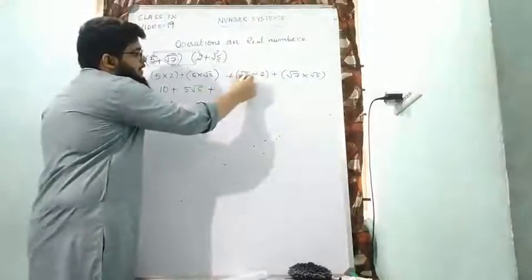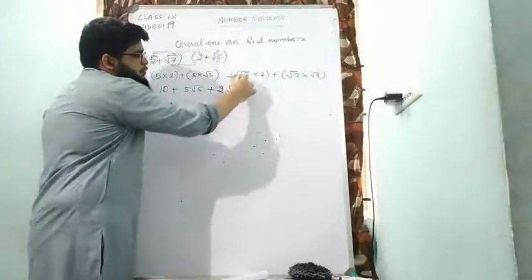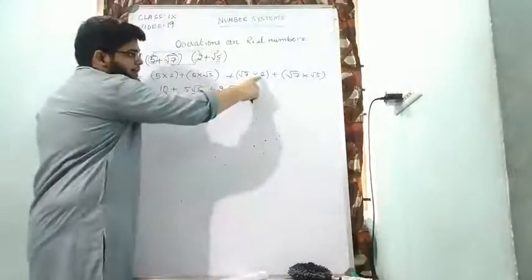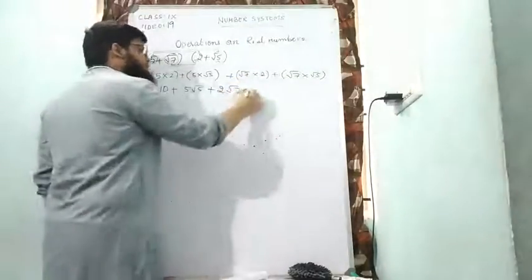Plus 2 into root 7 will be 2 root 7. Don't think 2 7s are 14, because there is no root sign on 2, and therefore you can't multiply. So 2 into root 7 will be 2 root 7 plus.